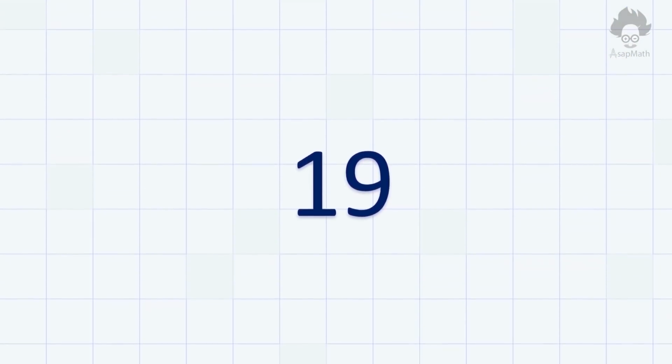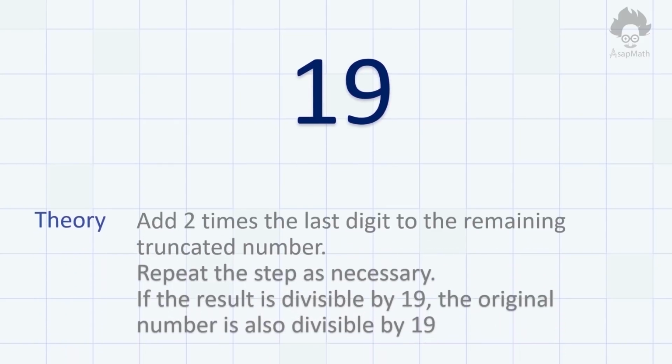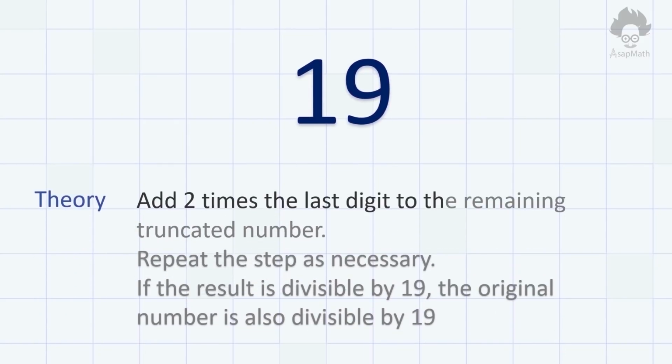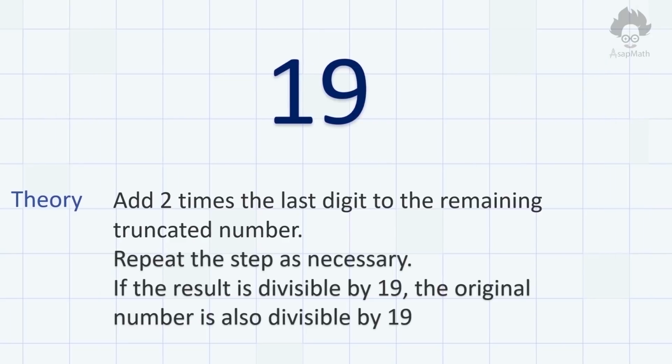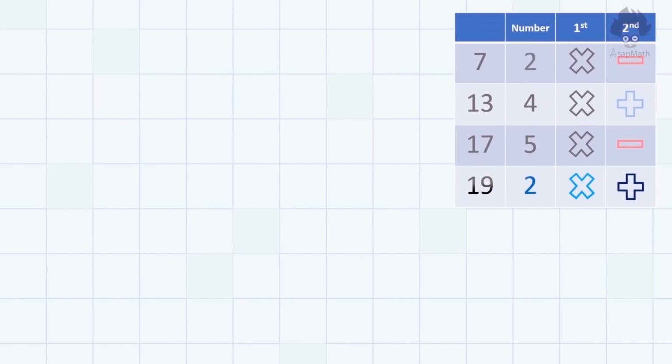Next is the number 19. Add 2 times the last digit to the remaining truncated number. Repeat the same step as necessary. If the result is divisible by 19, the original number is also divisible by 19. We will consider a few examples to understand the concept.